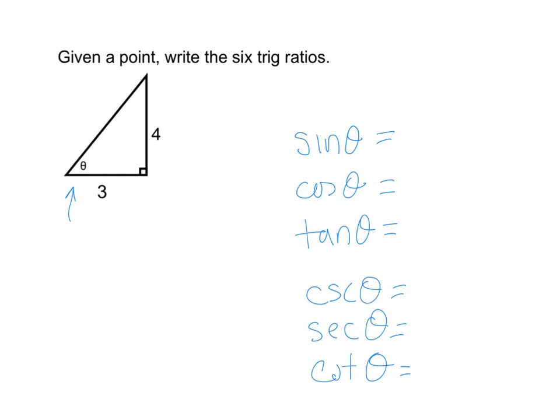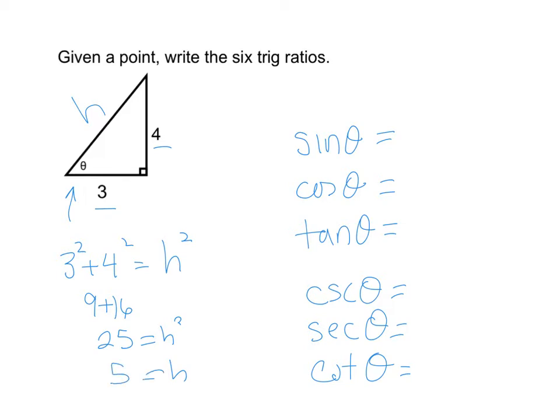All right, so I need this value. I need the hypotenuse of this triangle, right? So I'm going to use the Pythagorean theorem. This is a leg, this is a leg. So I have 3 squared plus 4 squared is h squared, the hypotenuse squared. So I have 9 plus 16, which is 25, is h squared, so h is 5.